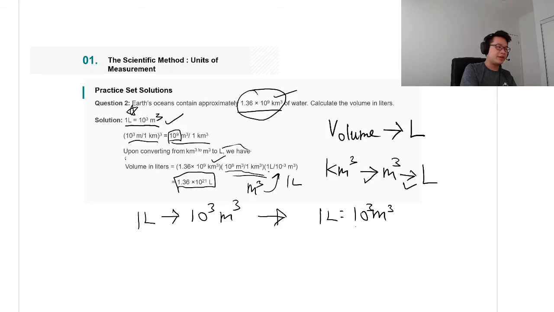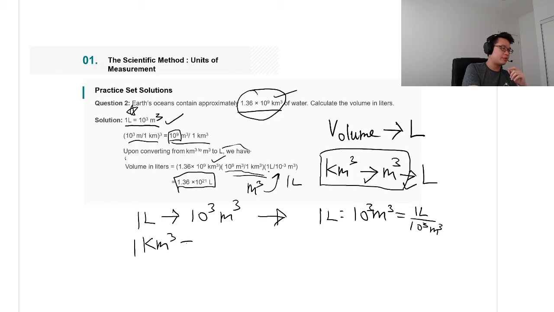Meter cube over here. Since we have a ratio, we can convert this ratio to a fraction. So this is essentially equal to 1 liter divided by 10 to the power of 3 meter cube. Yeah, we have a ratio like that. Okay, at the same time, what would be the conversion factor from kilometer cube to meter cube? So we know that 1 kilometer cube will be corresponding to 10 to the power of 3 kilometer cube.